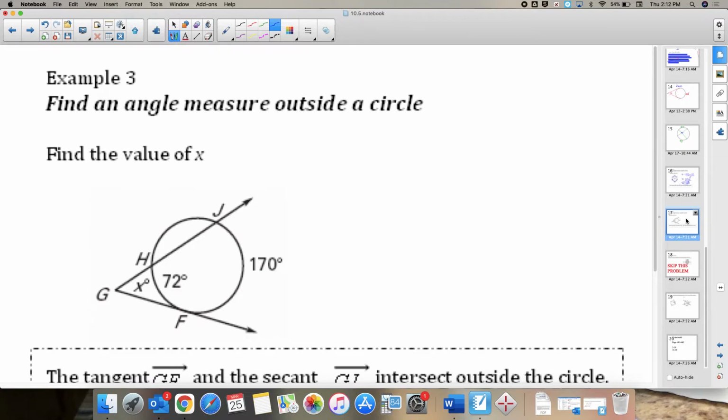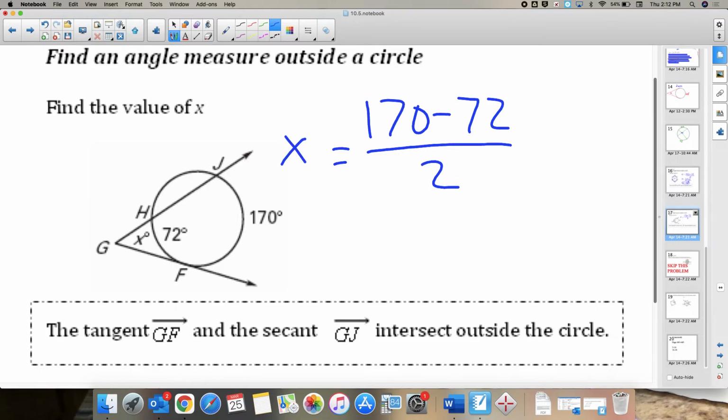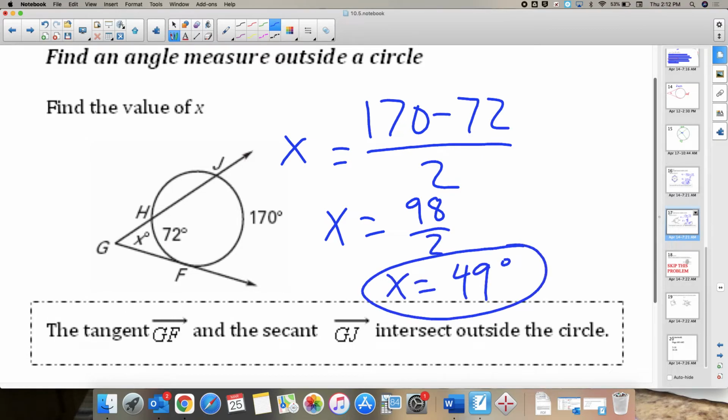Intersection outside your circle, we now subtract your arcs. Big arc minus small arc divided by 2 is how we get our angle. So I got 98 divided by 2. So x is 49 degrees.